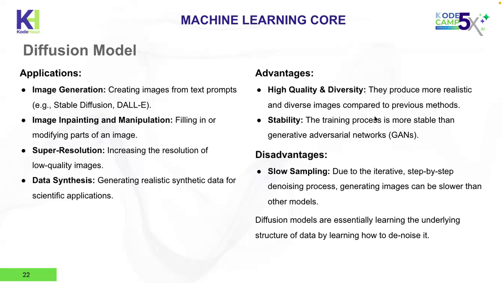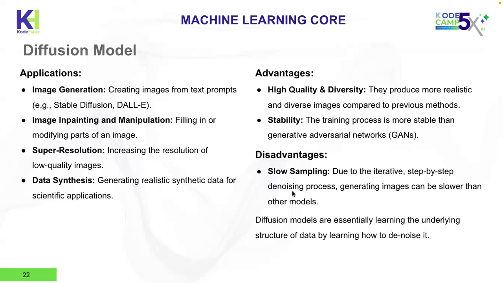So the advantage of diffusion models is high quality and diversity. They produce more realistic and diverse images compared to previous methods. Stability: the training process is more stable than GANs, the generative adversarial networks. The disadvantage is that it is slow sampling, right? Due to the iterative step-by-step denoising process. So generating images can be slower than other models because you have to do denoising step by step.